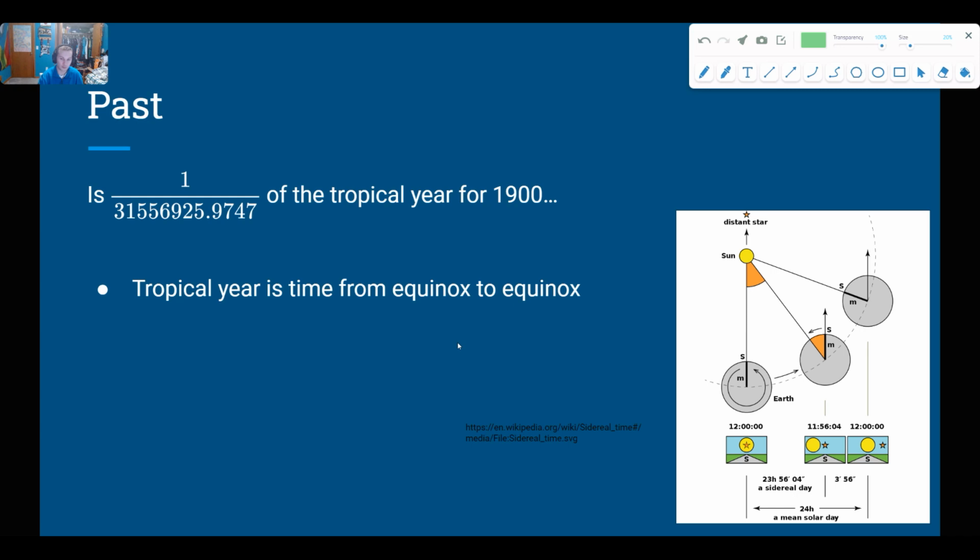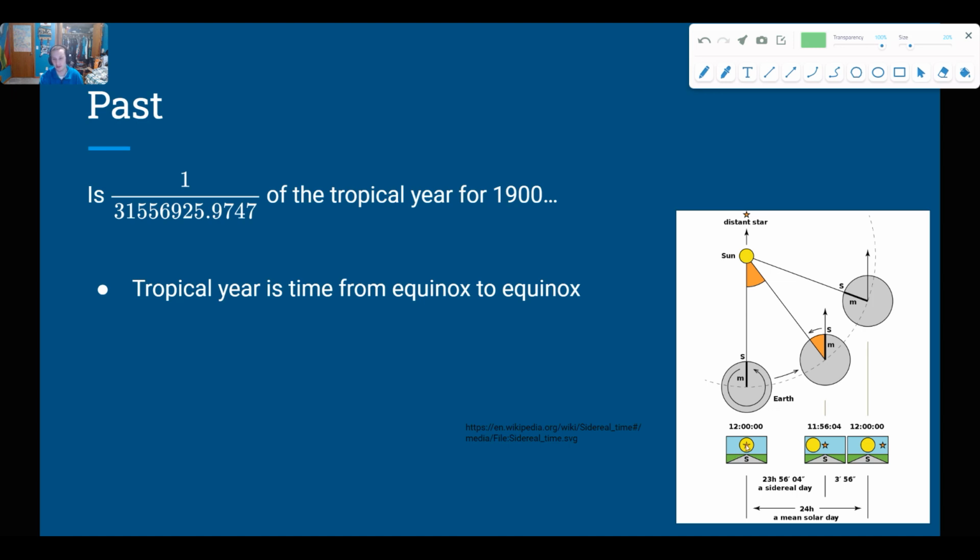And so I've got this diagram down here on the right, where it talks about the difference between a sidereal day and a mean solar day. And so tropical year is based off of mean solar days, right? There's approximately 365.25 something mean solar days in a year, right? But there's also this thing called sidereal days and sidereal years. So the difference here is that a sidereal day is Earth's rotation compared to the fixed stars, right?